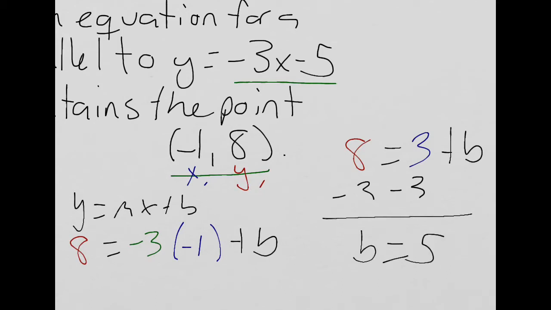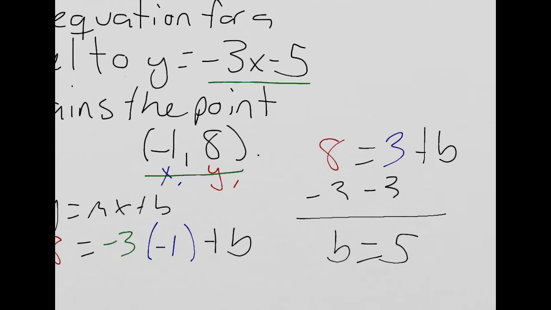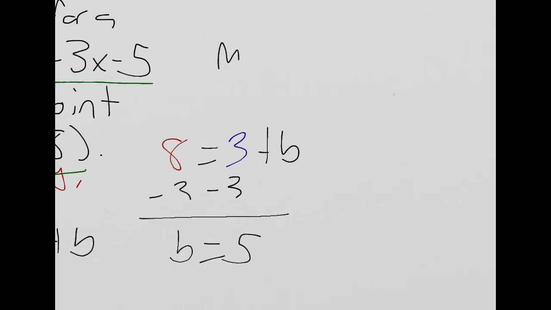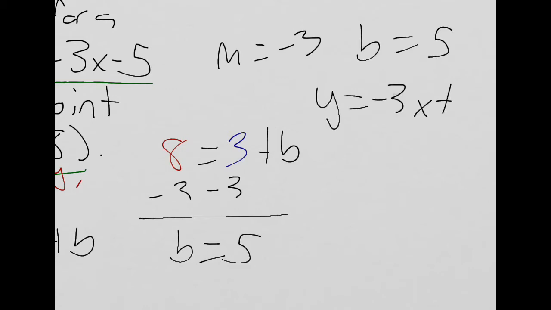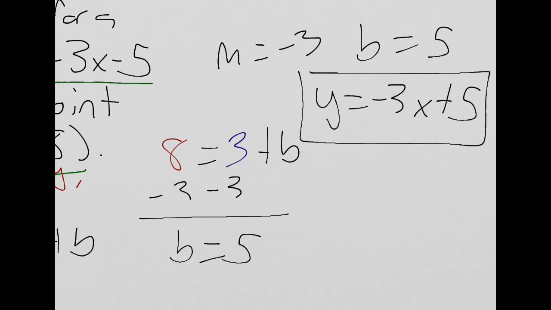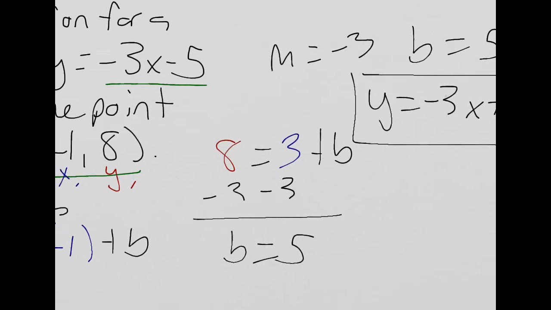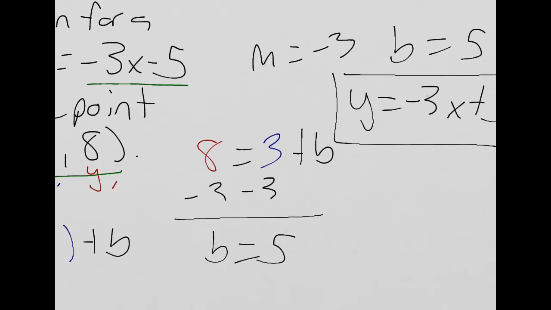So now I have the ability to write my new equation. I know that m equals negative 3, b equals 5, so my new equation is going to be y equals negative 3x plus 5, and that is the equation of the line parallel to my original line that passes through the point negative 1 comma 8.